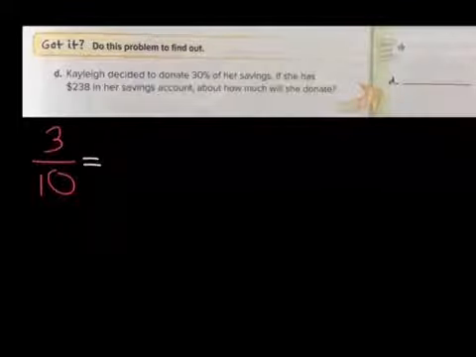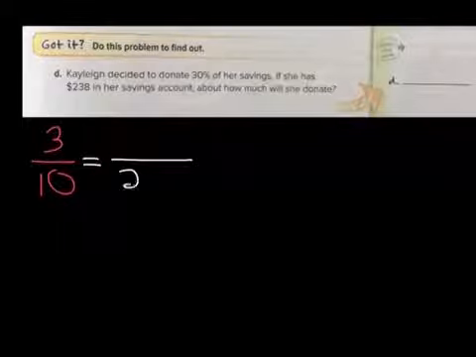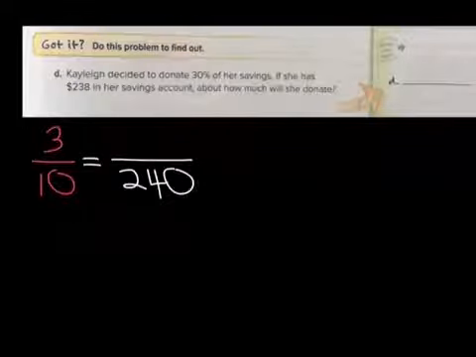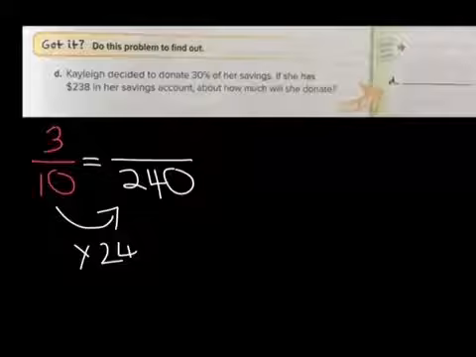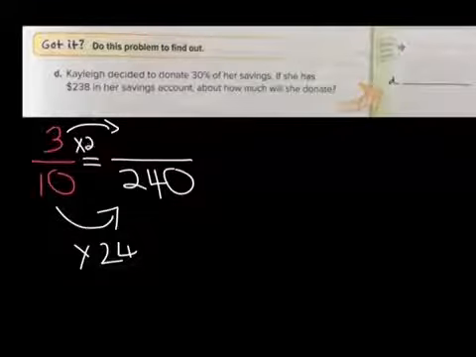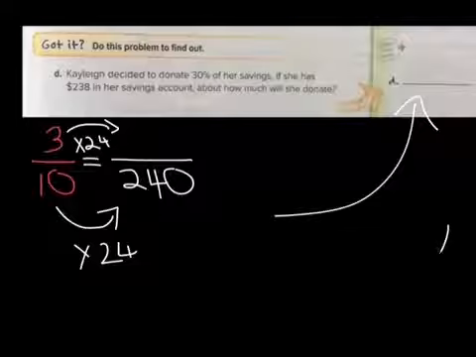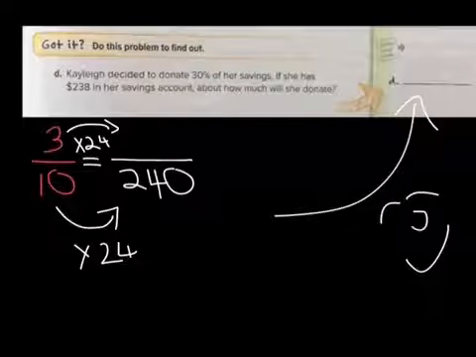238. I'm going to go ahead and just round that to 240. Isn't that very close to 240? What did I do to the 10 to make it 240? If you know that you multiplied it by 24, well done. Let's do the same thing to the 3. Multiply it by 24. About how much will she donate? Go ahead and solve it. Write it right there. Put a nice smiley face under it.